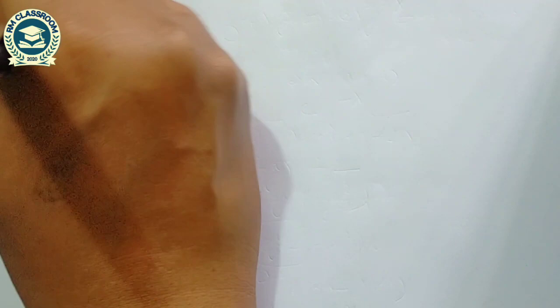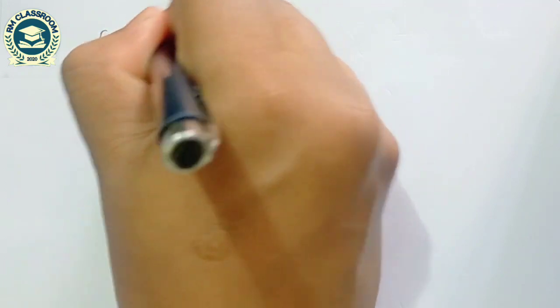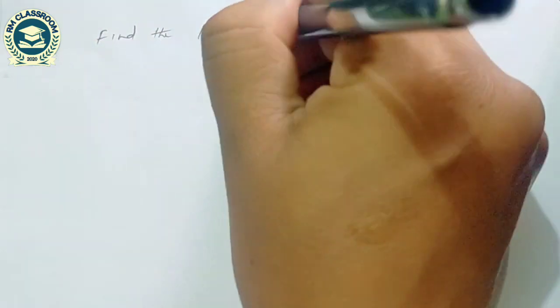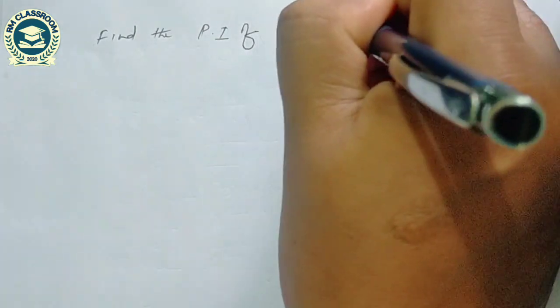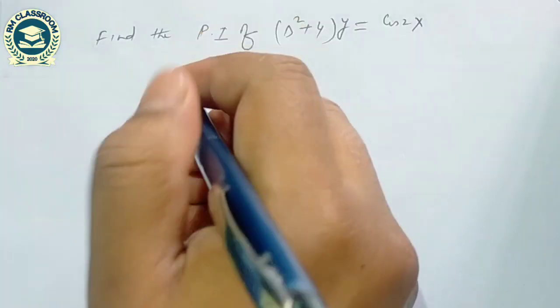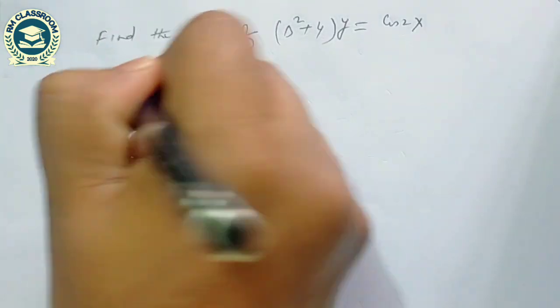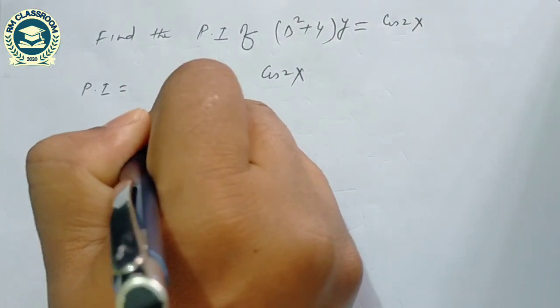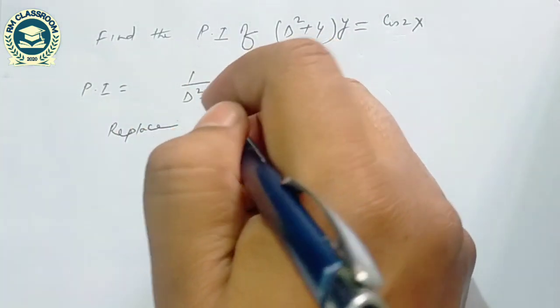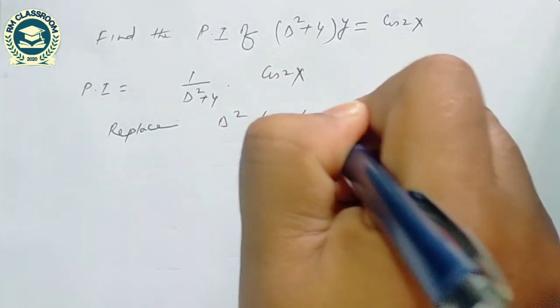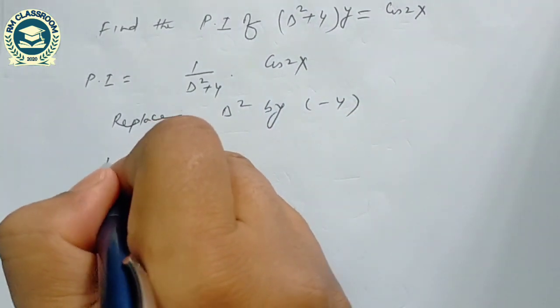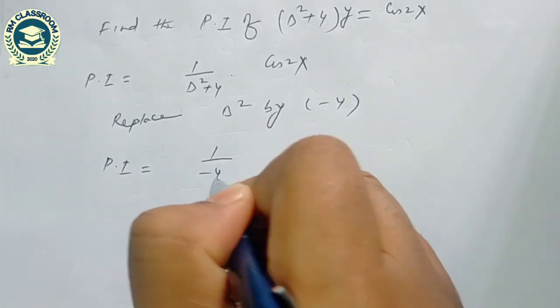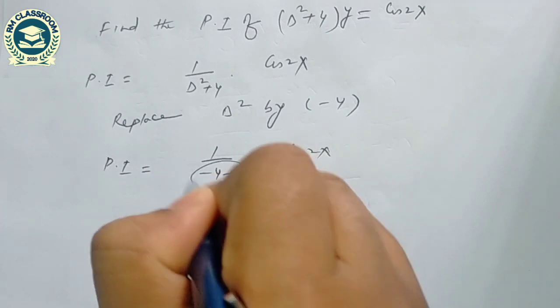So, another function. I am going to take one more example. Find the particular integral of (D square plus 4) y is equal to cos 2x. The particular integral is 1 by (D square plus 4) into cos 2x. Replace D square by minus 4, that means minus 2 square. So the particular integral is 1 by (minus 4 plus 4) into cos 2x, so it is coming 0.